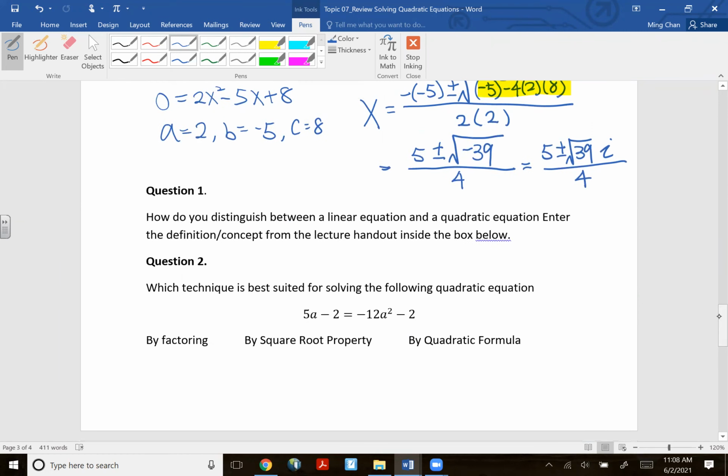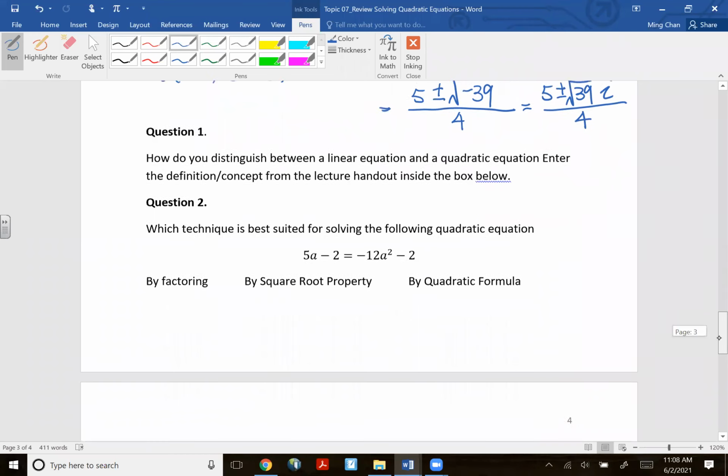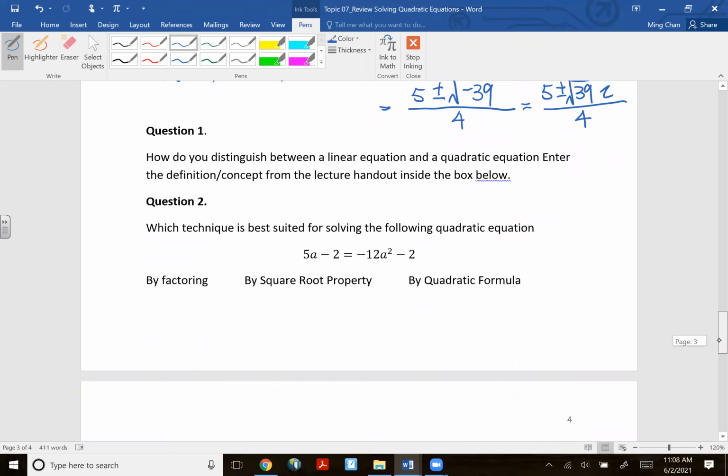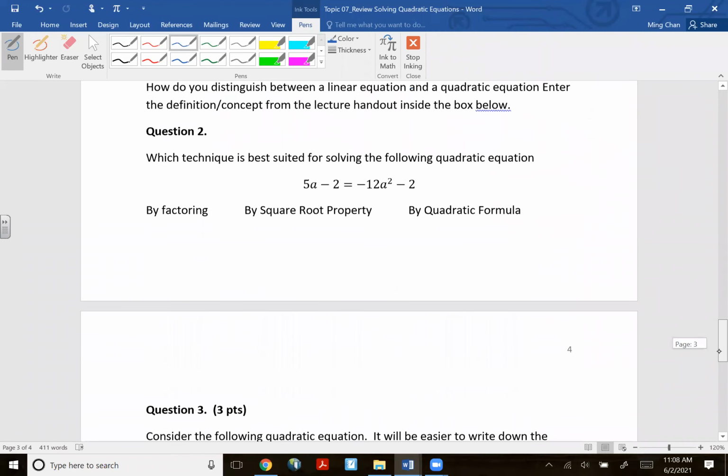All right, how do you distinguish between a linear equation and a quadratic equation? You can just enter what we wrote down at the beginning of this video. Number two, we did this problem earlier. Which technique is best suited for solving this quadratic equation? All right, so we actually did it. I actually showed it to you earlier.